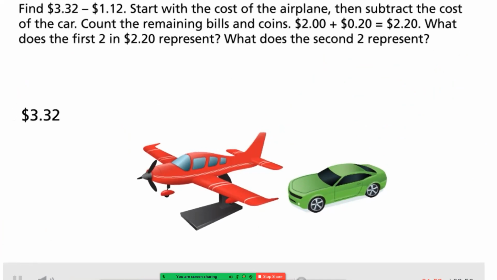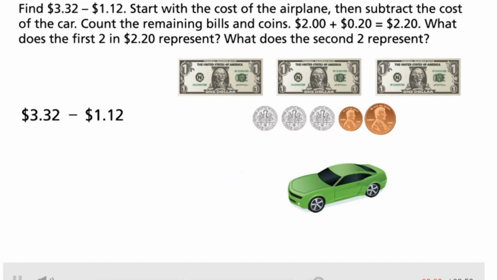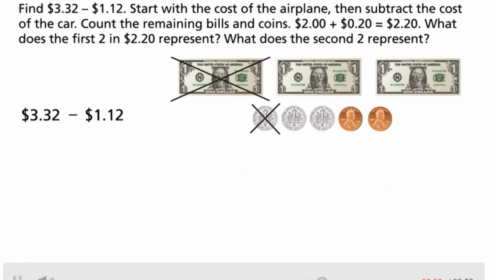Find $3.32 minus $1.12. Start with the cost of the airplane. Then subtract the cost of the car. Count the remaining bills and coins. $2 plus 20 cents equals $2.20. What does the first 2 in $2.20 represent? What does the second 2 represent?